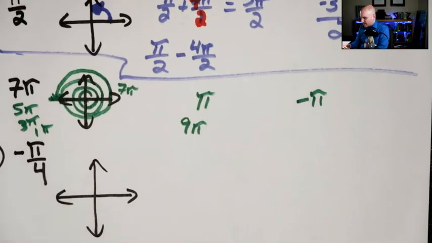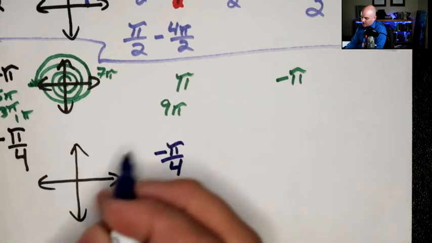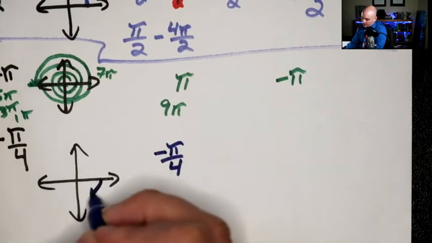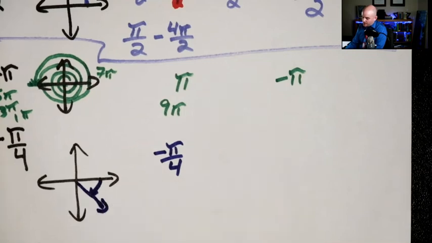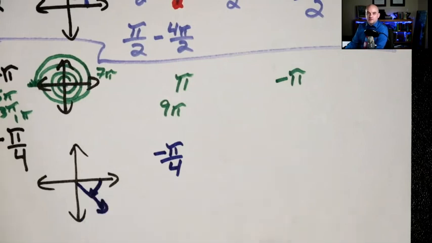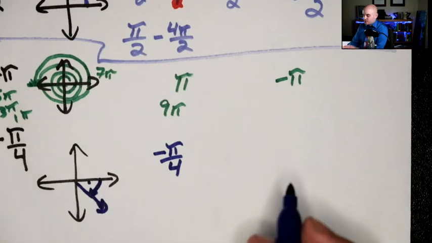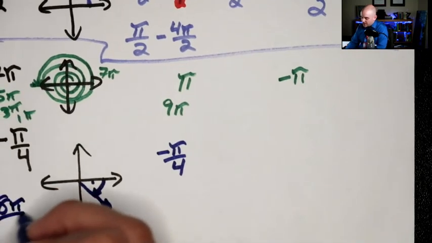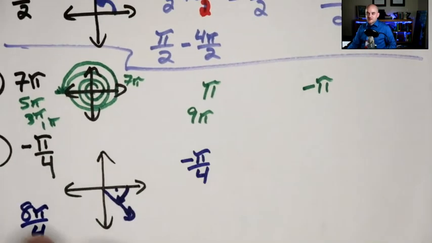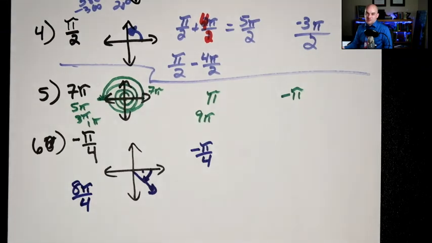Let's now do negative pi over 4. That's what I'm going to do next. Negative pi over 4, we're going to add 2 pi to it. So negative pi over 4, by the way, if we graph it, is right here. So it's 1 pi over 4 short of 2 pi. If we go around the positive direction, we're 1 pi over 4 short of it. So if a full time around the circle is 8 pi over 4, right? That's the same thing as 2 pi. So if I'm 1 pi over 4 short of it, I'm at 7 pi over 4.